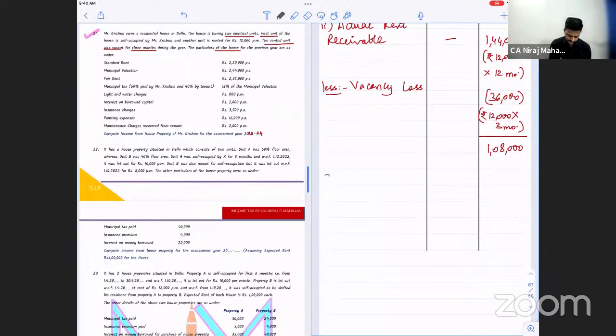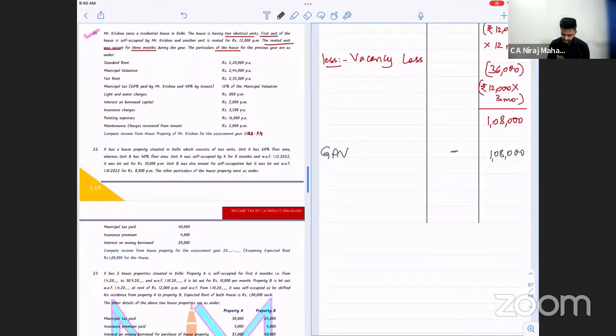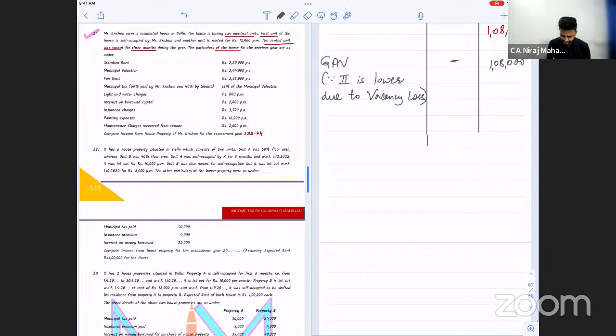So GAV, I'm taking 1,08,000. Very important, bachcho. Why 1,08,000? Even if it is lower, because step 2 is lower than step 1 due to vacancy loss. Clear till here? That's why, even if it is lower, we'll take that as gross annual value. Clear? Fine. Let's go ahead.